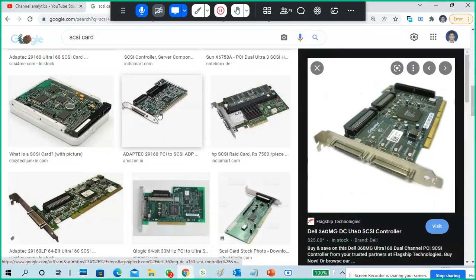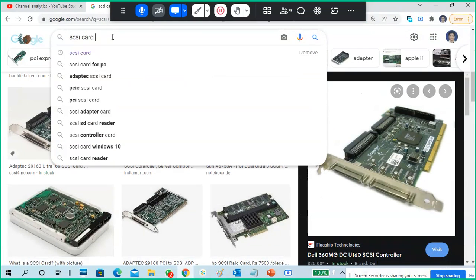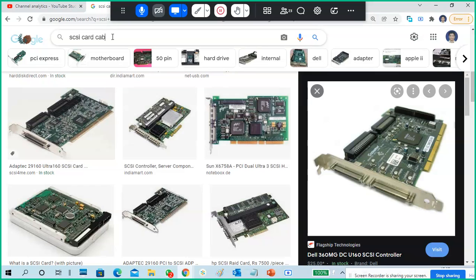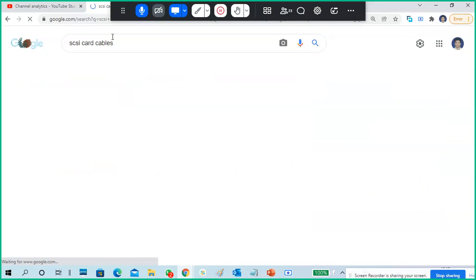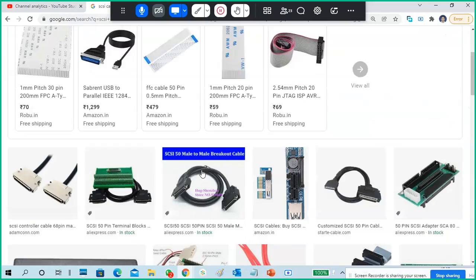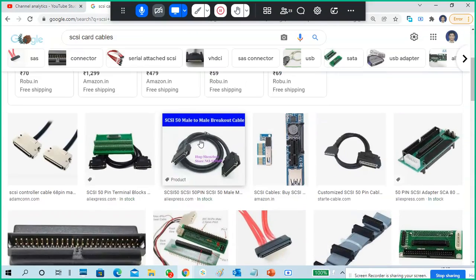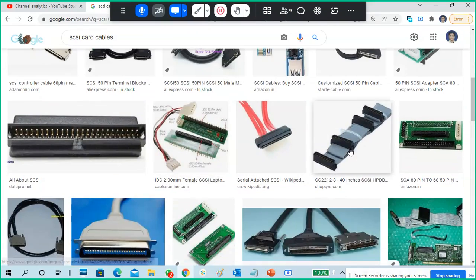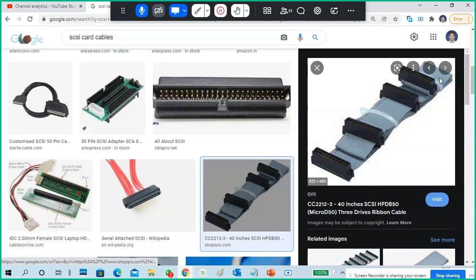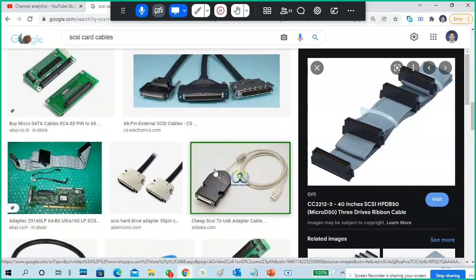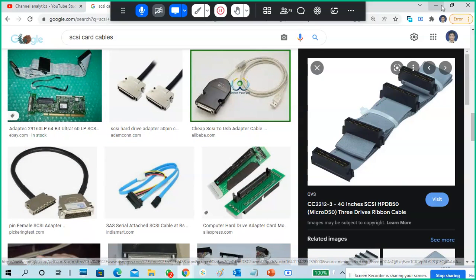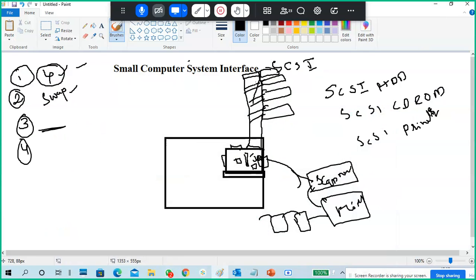And there are ribbon cables also. This is one kind of cable for external. This is the internal cable. So one single cable has multiple plugs, multiple connectors, like this for internal. So multiple devices we can connect.